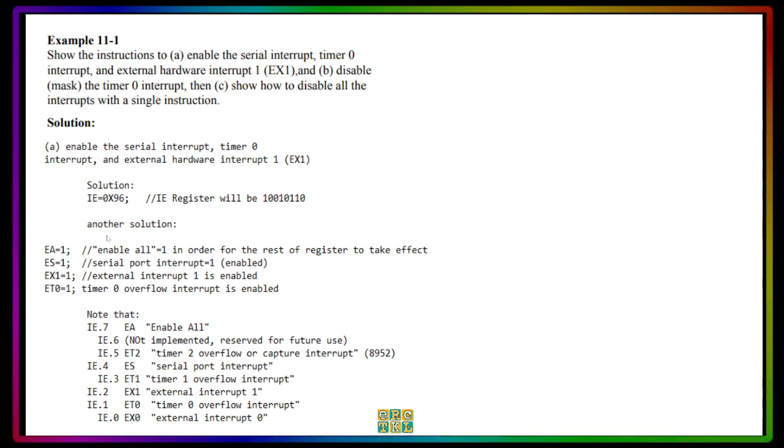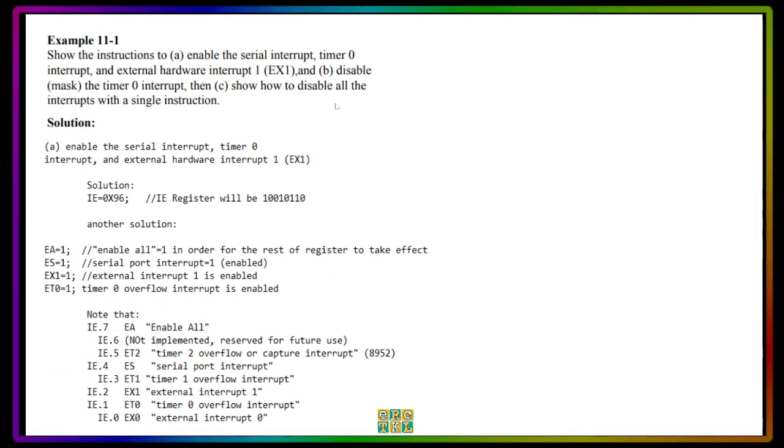Another solution, but longer, is to use 4 lines of code, which are EA equals 1, semicolon, ES equals 1, semicolon, EX1 equals 1, semicolon, and ET0 equals 1. In this way, we enable all. Note that EA equals 1 is the enable-all bit. ES equals 1 means that the serial port interrupt will be enabled. EX1 equals 1 means that the external interrupt 1 will be enabled, and ET0 equals 1 means the timer 0 overflow interrupt will be enabled.